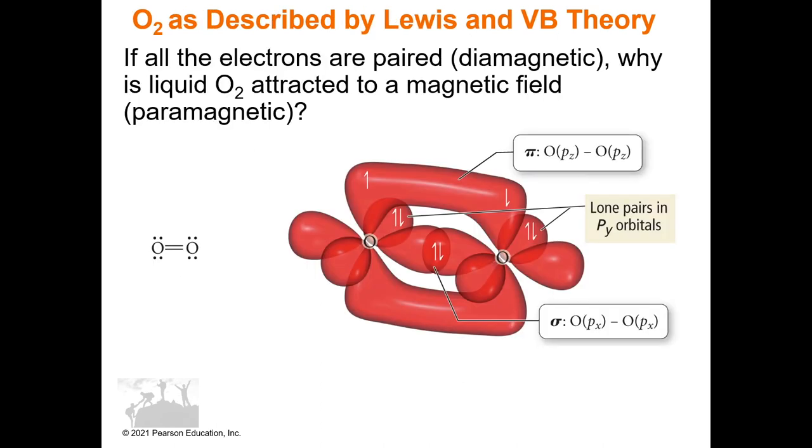Here we have the Lewis structure and the bonding scheme for O2. We could see that in both of these images, the electrons are paired up. But liquid O2 is attracted to a magnetic field, and that can only be seen in something that is paramagnetic. In other words, unpaired electrons should be found on O2. So we need to look at another bonding theory to explain resonance and this effect on oxygen towards a magnetic field.